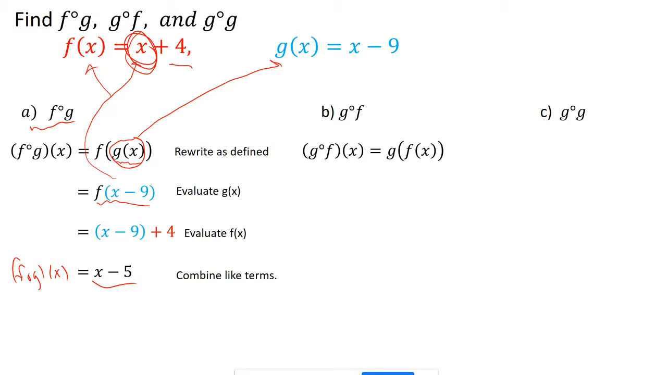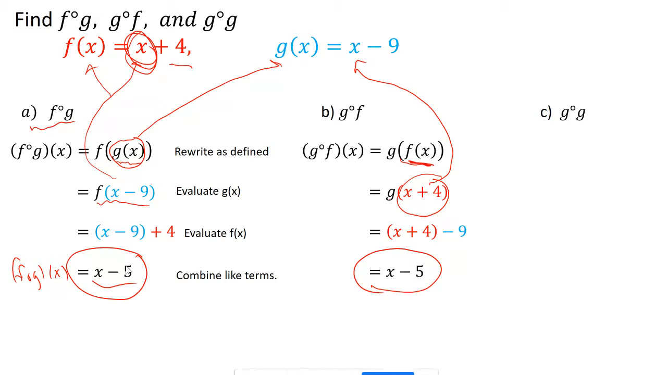What if we reverse them? G composed with f. So now we're working with f of x first. So f of x is x plus 4. So we're going to take all of this and plug it in for the x in the function g, since we have g of x plus 4. And combine... end up with the same thing.